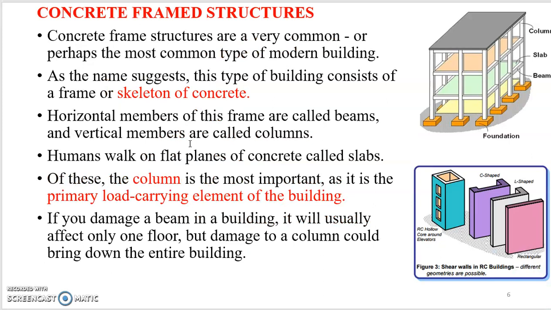Next, I am going to discuss the concrete frame structures with a very small diagram. So on the left side, you can see a small frame structure consisting of the different parts of the concrete frame structures. At the bottommost section, we can see this is the foundation, and above that we can see the columns. The columns are just the vertical members supporting the structure. And next we have the horizontal members, which are known as beams, and we have the flat planes of concrete, which are known as slabs.